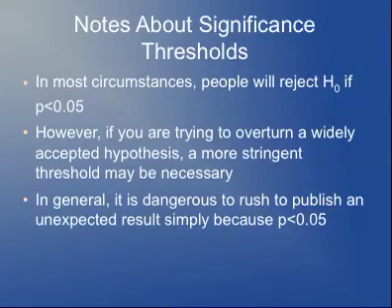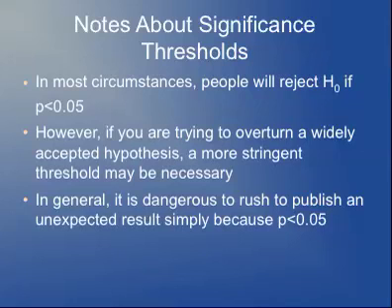So as we talked about before, in most circumstances we reject the null hypothesis if p is less than 0.05. But if we're trying to overturn a widely accepted hypothesis, a more stringent threshold may be necessary. And in general, it's dangerous to publish an unexpected result simply because the p-value is 0.05. So this has to do with what you're testing, basically.